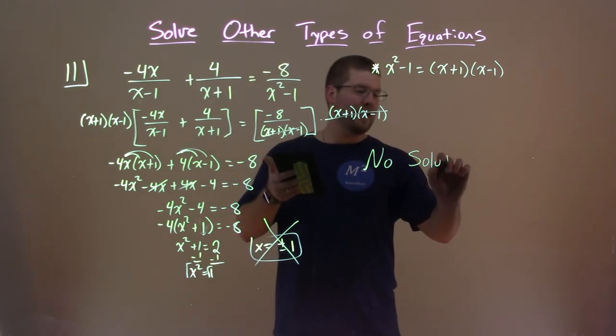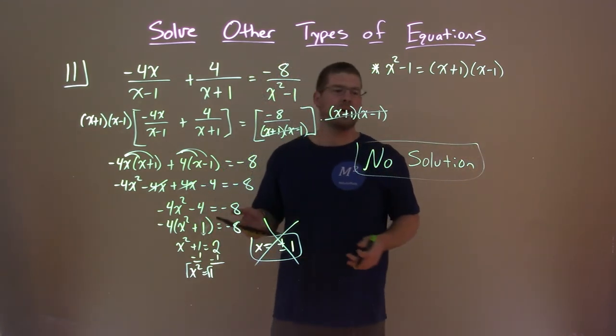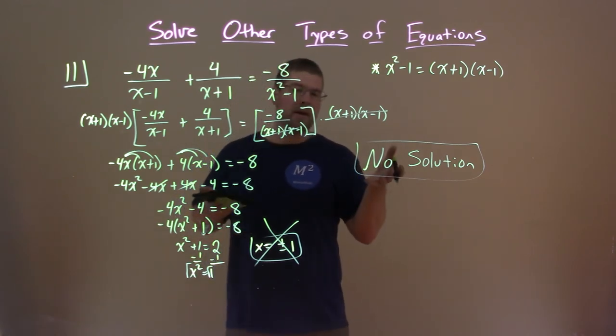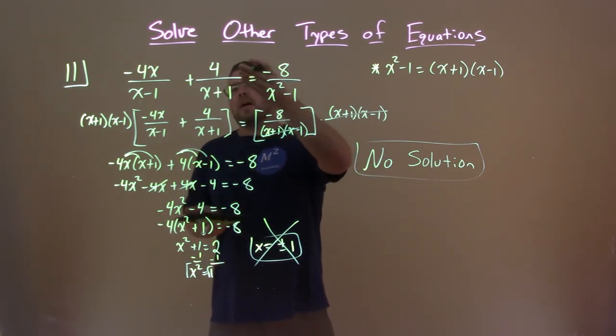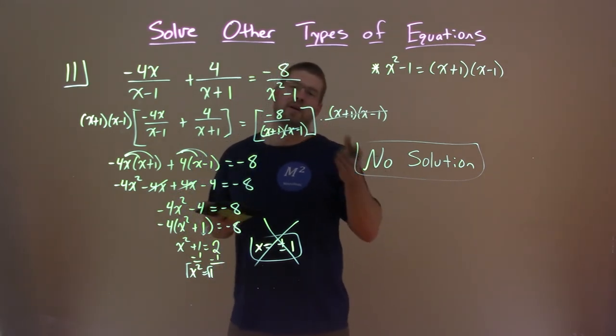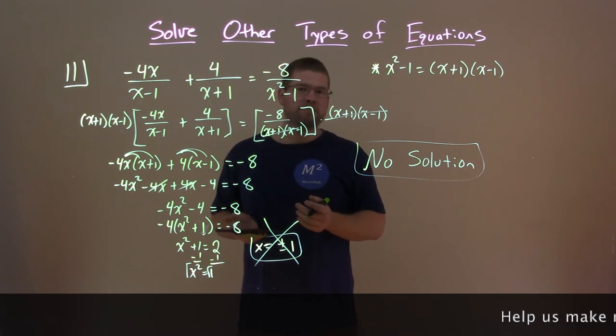I know you're probably upset. You're like, all this work, he messed up a few times, caught himself, all that for no solution. And yes, that's going to happen sometimes. Sorry, it does. This problem actually has no solution. There's no x value that will work for this rational equation, okay?